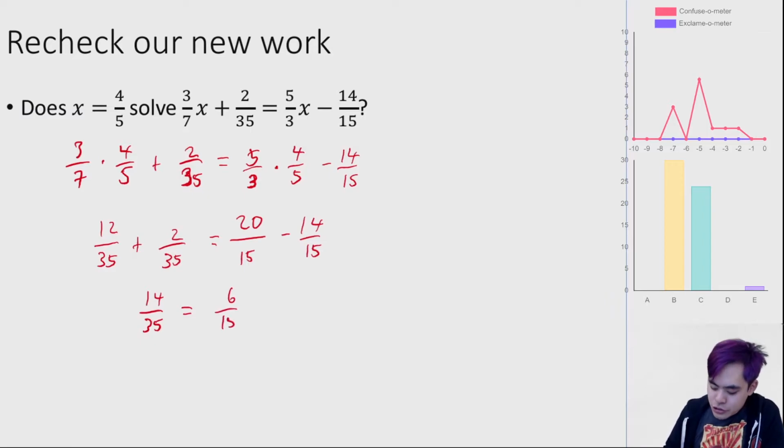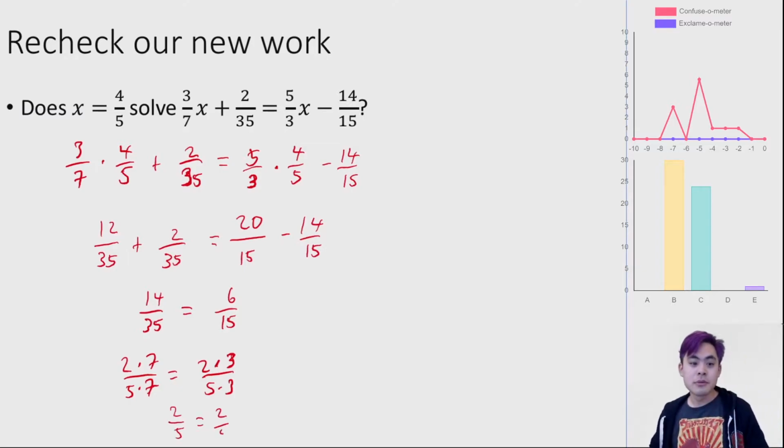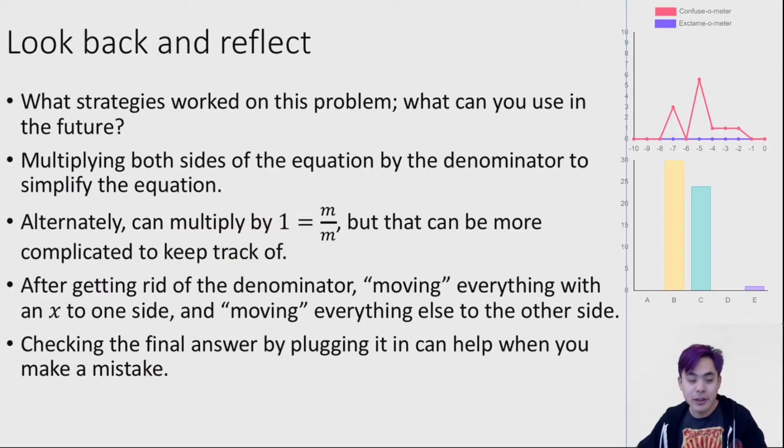And that is actually true, because you note that this is 2 times 7 over 5 times 7, which is equal to 2 times 3 over 5 times 3. And those cancel out, and you get 2 over 5 is equal to 2 over 5. So that checks out. Now we've partly looked back and reflected, but that wasn't the only question. It's not just checking your answer. Let's actually look back and reflect.